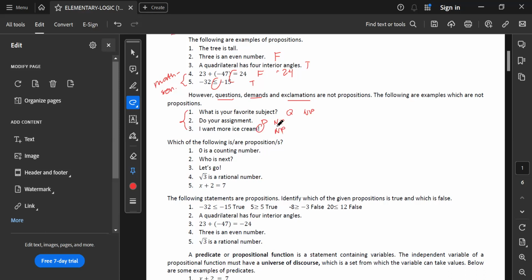So we have other examples here. 0 is a counting number. This one is a proposition, and for its value, it is false. When we count, we really begin with 1. We do acknowledge that 0 is where we start, but counting is what is being emphasized, so we start with 1. Who is next? Not a proposition. Let's go, not a proposition.